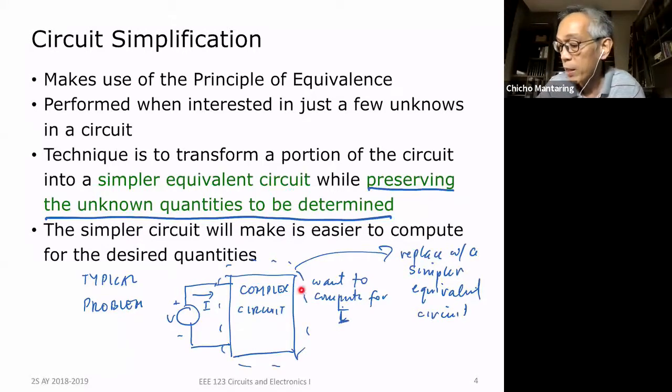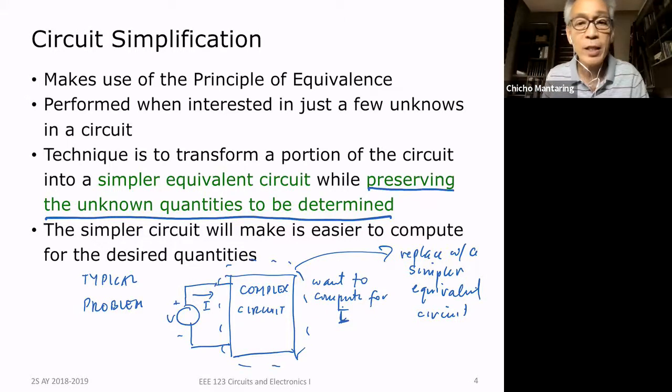So this is a complex circuit. I want to compute for this value of I. Yun lang yung kailangan ko i-compute, no? Itong value lang ng I. So papalitan ko to ng isang mas simpleng equivalent circuit. Replace it with a simpler equivalent circuit. And that will make it easier for me to compute for I.